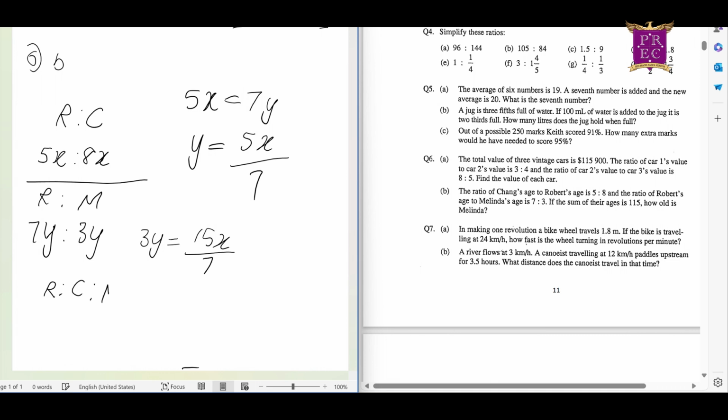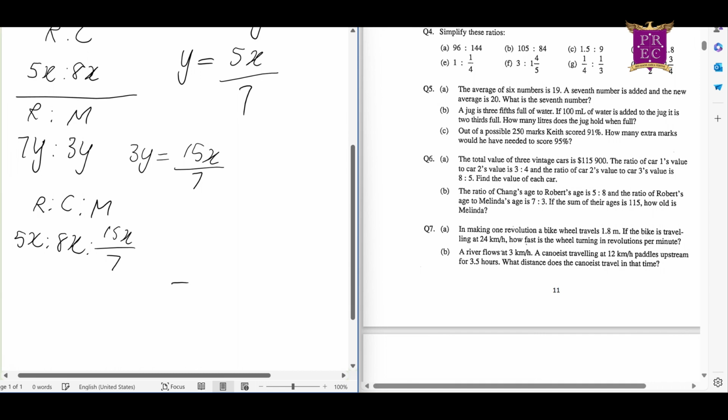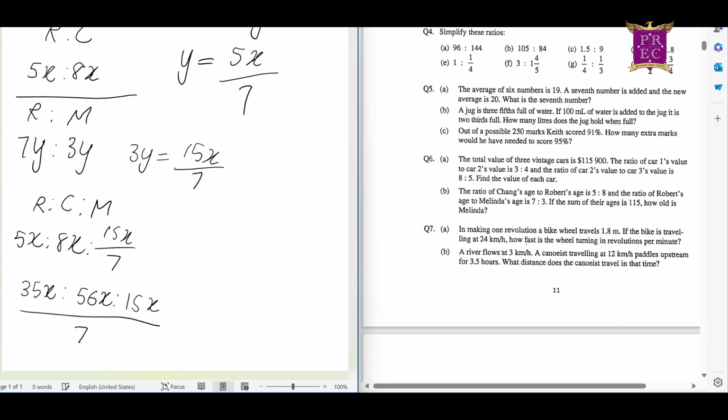Okay. Now we just need to write down the ratios. Robert to Chang to Melinda. Robert is 5x. Chang is 8x. Melinda is 15x on 7. Okay. What we can do is get a common denominator and get rid of the fraction here. So we can do 35x to 56x to 15x, all on 7, which is equal to 115. Okay.